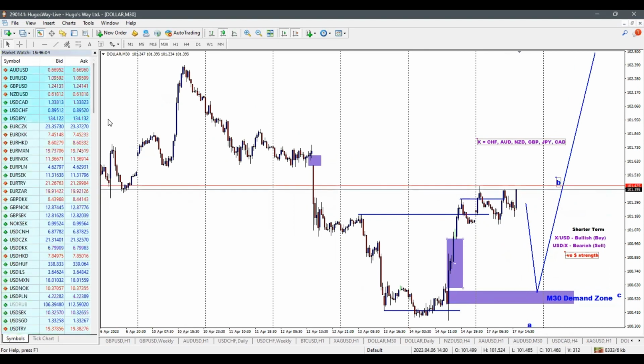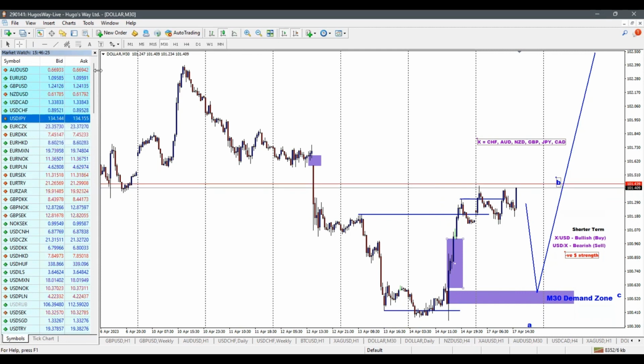And of course, there are debatable amounts of major pairs. Some say there are 8, some say there are 7, some say there are 5, some say there are 4. But for Hugo's Way here, they're usually highlighted in a separate color so you know what they are. So that's AUD USD, Euro USD, Pound USD, NZD USD, USD CAD, USD CHF, USD JPY.